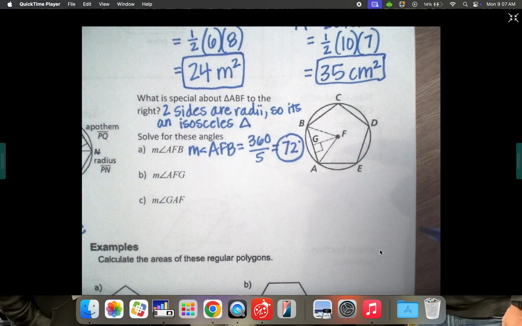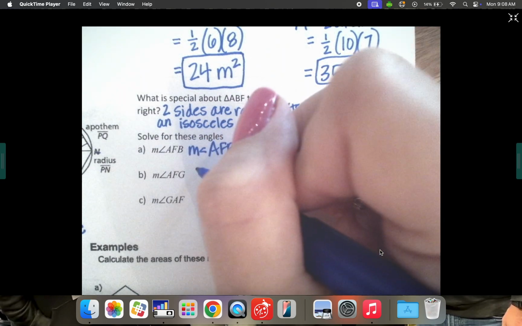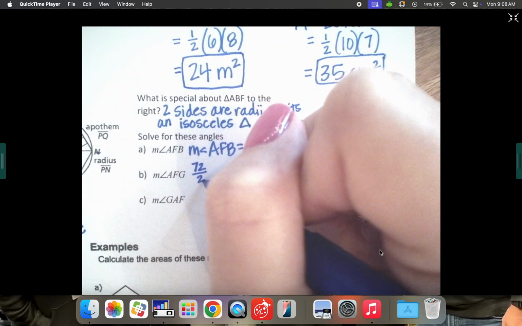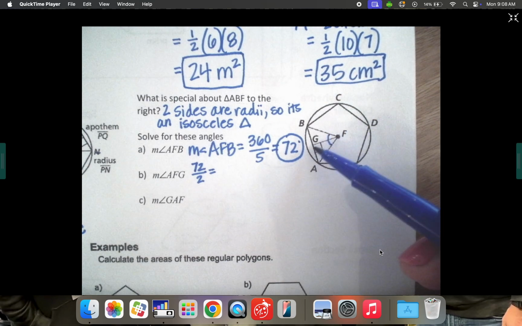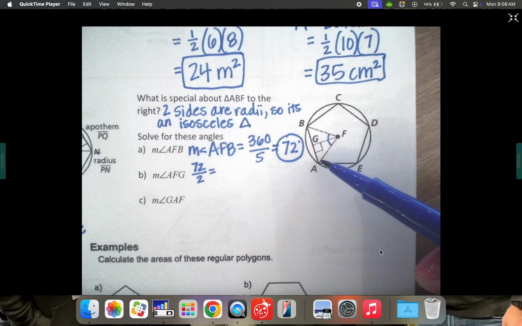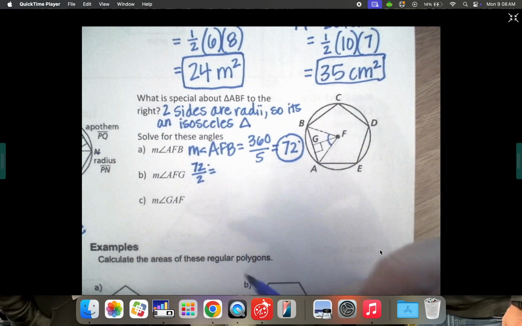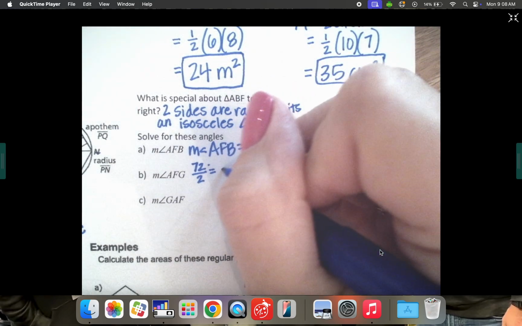The measure of angle AFG, that is like half of the 72. So we can just divide 72 in half. And I hope you can see why. The whole central angle was 72 up here, and if we want just AFG, that's half of it. So we just take 72 and divide it by 2, which would be 36 degrees.